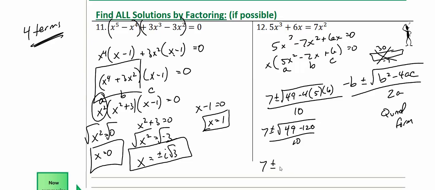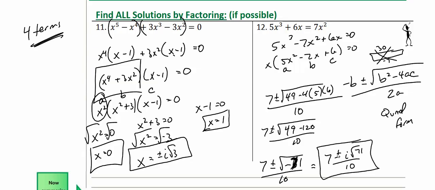That's 7 plus or minus the square root of negative 71. Sorry, 71 over 10, which is equal to 7 plus or minus I root 71 over 10. Okay, that is 2 answers right there. That's 2 answers. Then this x goes to 0. So I have these 2 answers and x equals 0. Okay, those are my 2 answers.